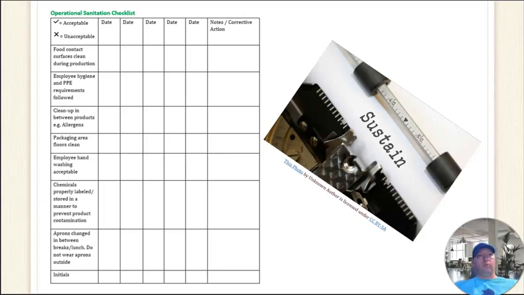Down towards the middle we have employee hand washing is acceptable. If you are observing employees perform hand wash as they should, they can check this off, and if they're not doing it properly, you would put an X in there. And at the right hand side where it has notes, corrective actions, you would have to complete a corrective action on that and address the issue.